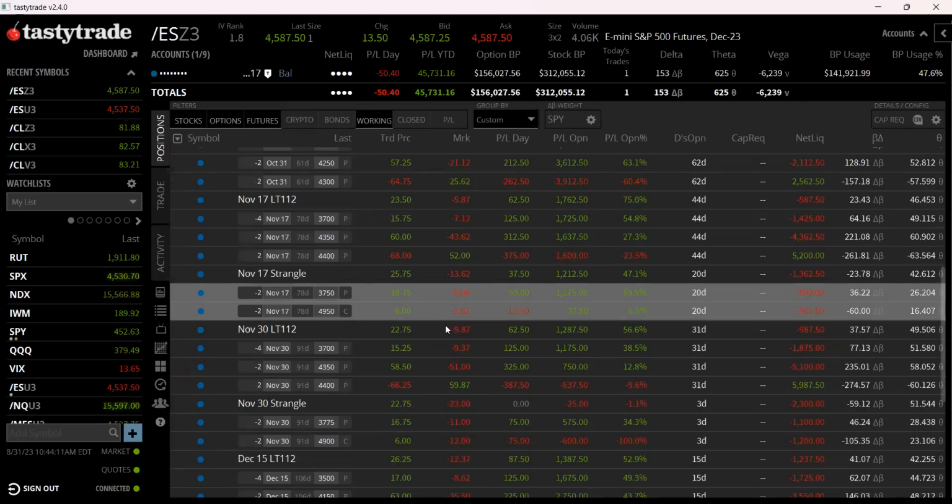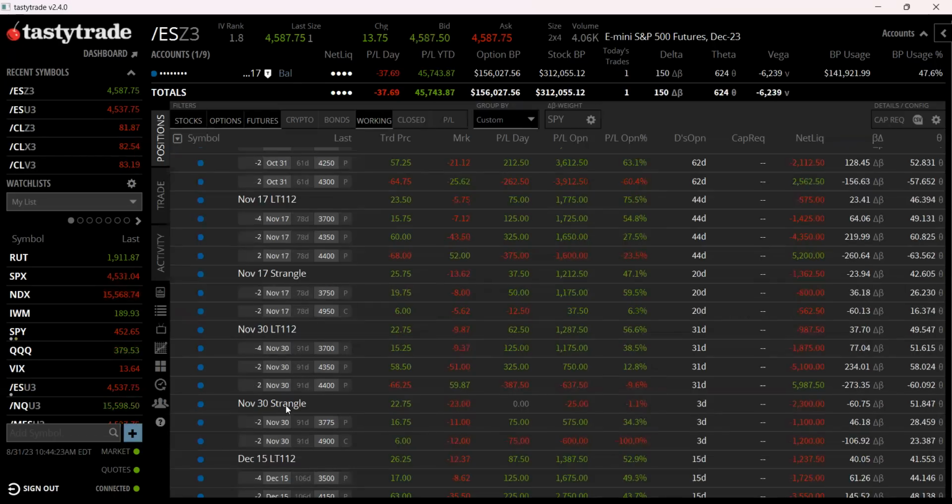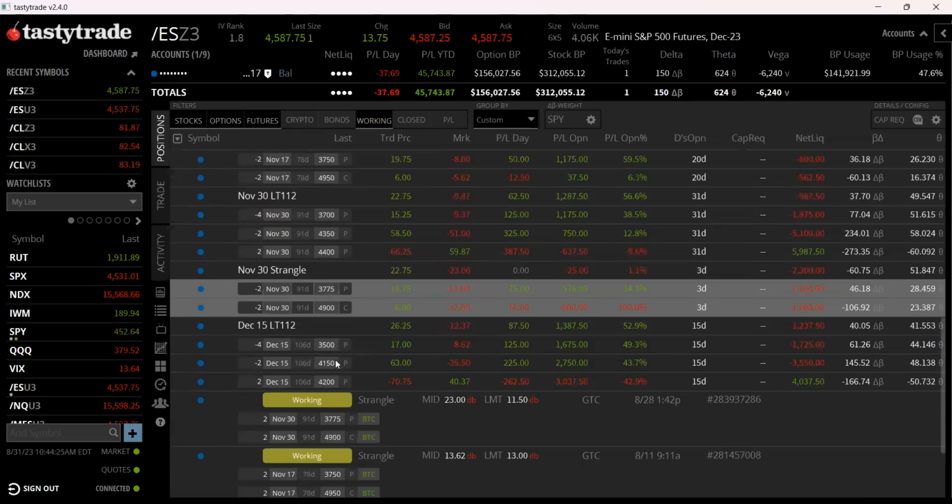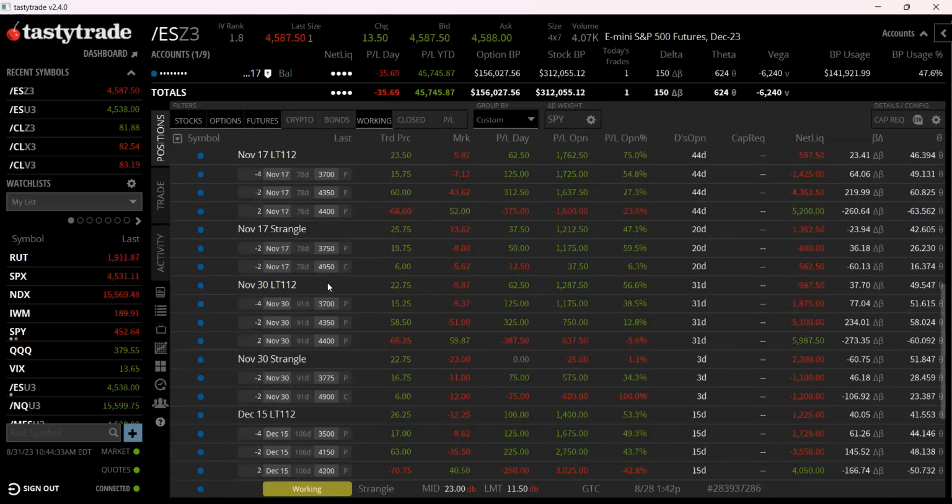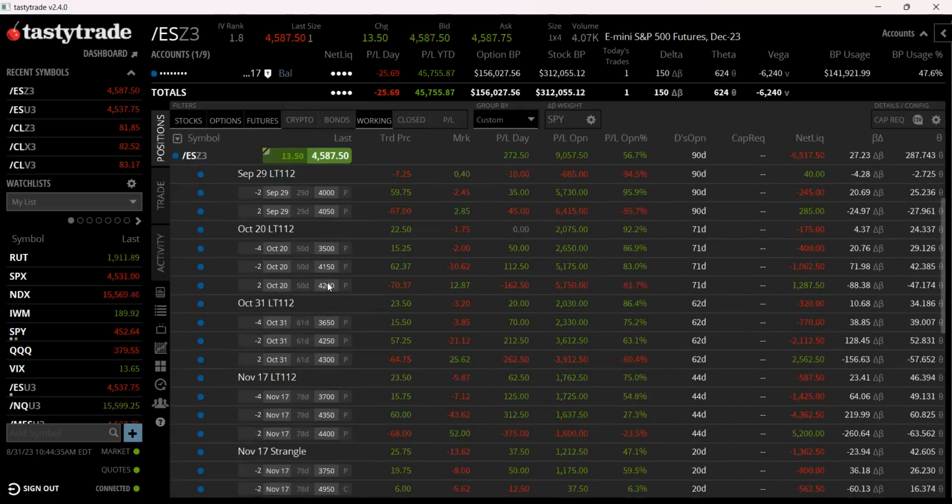We have a November 17th strangle, has been on for 20 days. This thing is sitting at 47%. We're 3% away from this thing closing, so we should have another winner probably by Tuesday or Wednesday of next week, depending on how the market goes. And then this November 30th strangle, it's down 25 bucks. It's only been on 3 days. Nothing to do here. So we have two strangles on ES.